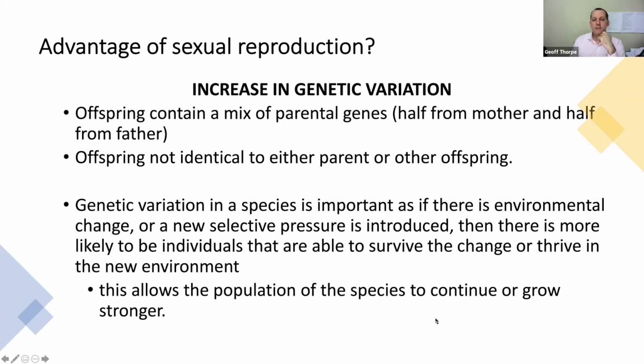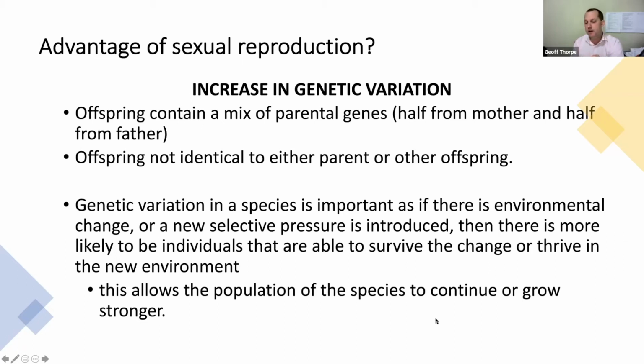So offspring are not identical to either parent, but also interestingly, and we will work on this later when we talk about meiosis, offspring are not identical to each other. Even if you have brothers and sisters, you're all a mix of your mum and dad, but you're not the same mix. You are all a bit different as well. So we've got different to parents, but also siblings different to each other. All very important for increasing variation.